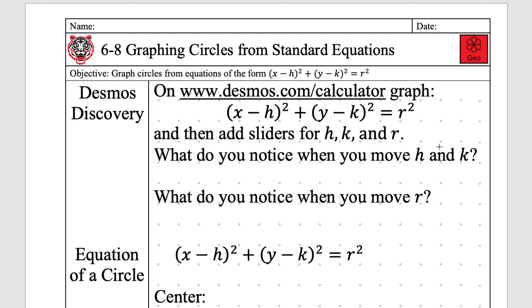All right. We are in geometry lesson 6-8. We are starting to graph circles.